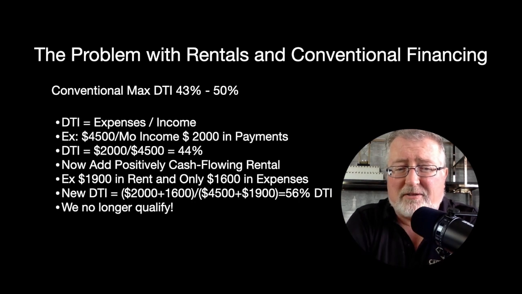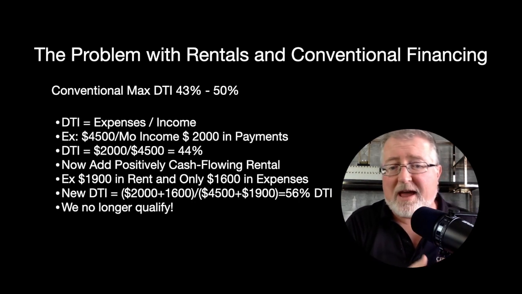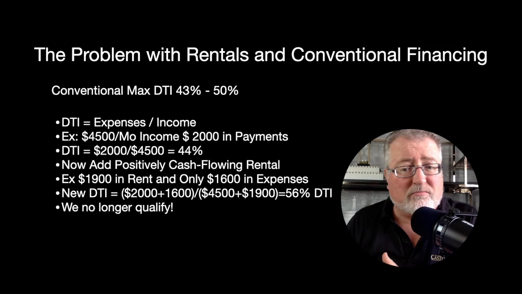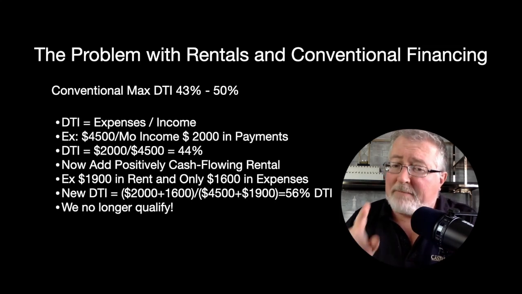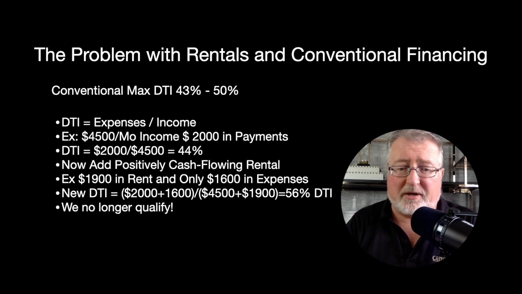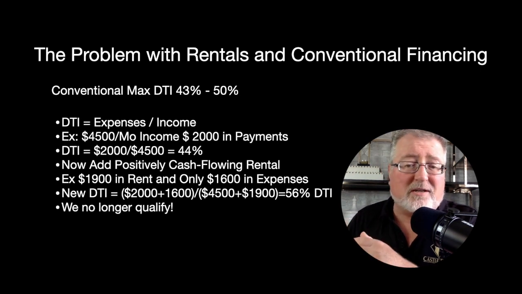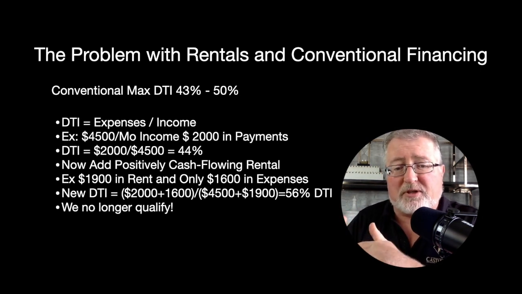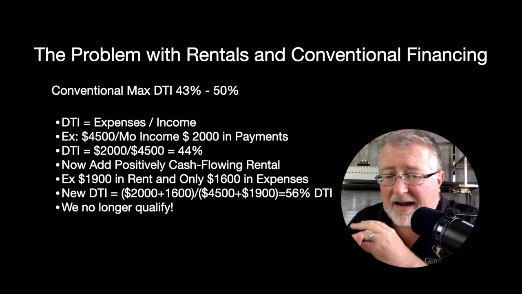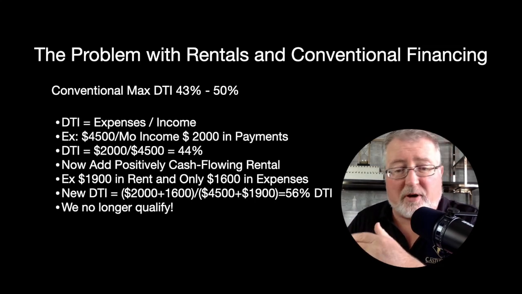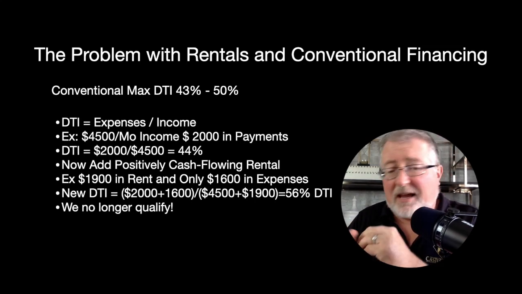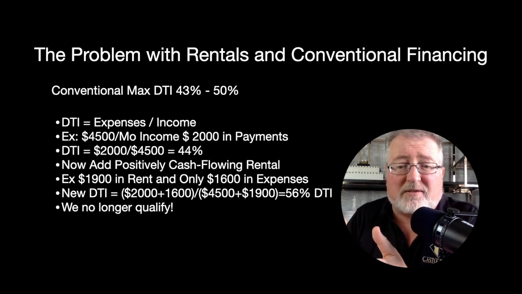First of all, they're going to take the $2,000 in expenses that you already have. They're going to add on the new $1,600 in expenses for a total of $3,600. But then they're going to look at also the income that's coming in. So they're going to take your current $4,500 plus the new $1,900. And lo and behold, your debt to income just jumped from 44% to 56%. I know it's crazy, but that's how Freddie Mac and Fannie Mae look at it. And you would normally no longer qualify.